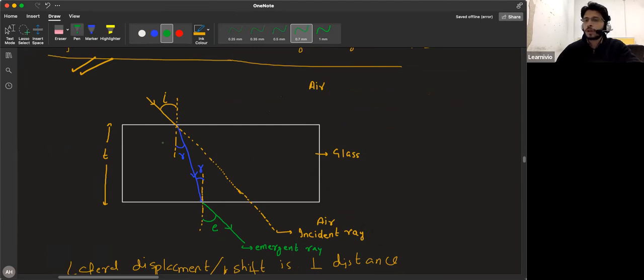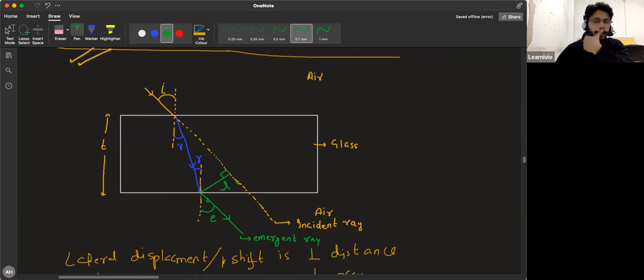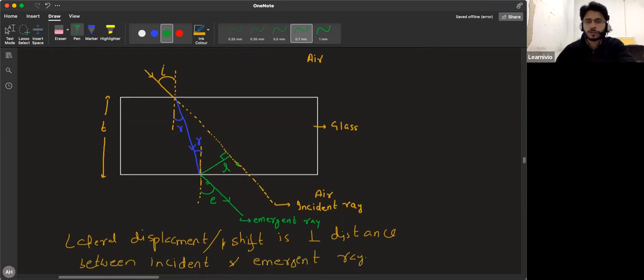Now, what you are supposed to calculate is the perpendicular distance between the emergent ray and the incident ray. I'm saying again, incident ray and emergent ray are parallel, but see, there is a shift. The perpendicular distance between the incident ray and the emergent ray is known as lateral shift. Is it clear? Lateral shift is just the perpendicular distance between your incident ray and the emergent ray. Now you have to calculate this lateral shift.